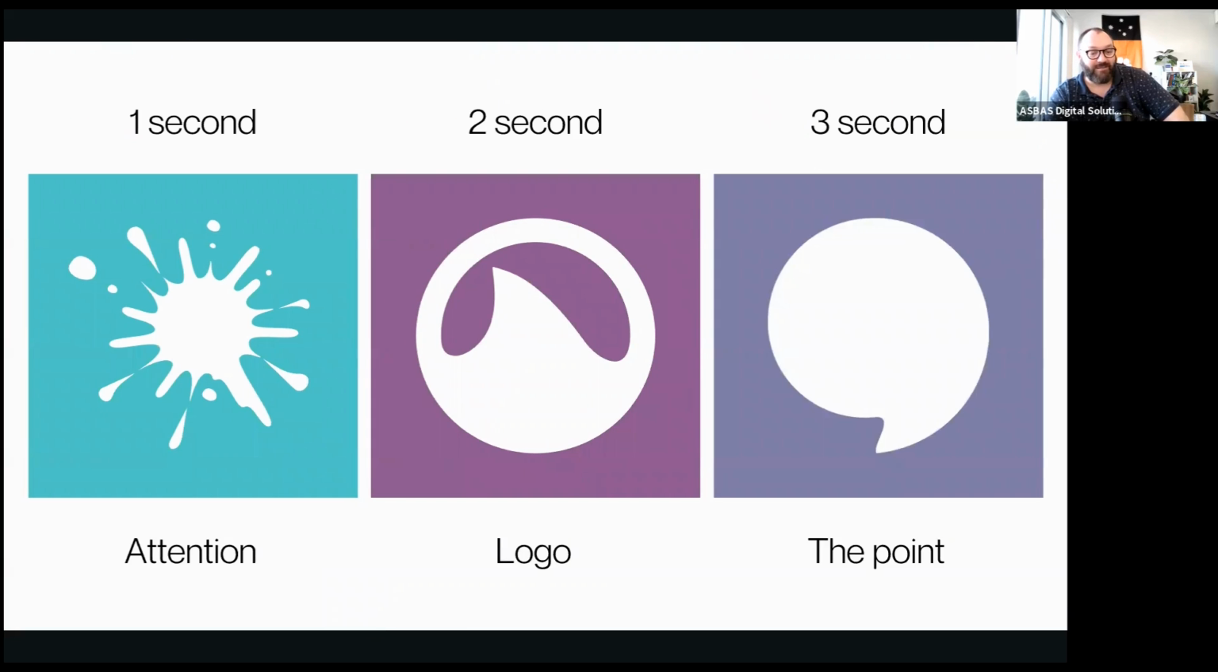In second 1, you need to get the attention, the splash, some kind of thing going on that's going to draw the eye over to your video. In the second, you flash your logo in some way, shape, or form. Doesn't have to necessarily be splashed across the screen. In the third second, that's when you have to get the point by. So you've got 3 seconds to get the attention, let them know who you are, and then finally get to the point. You might spend the next 10 seconds describing the point. That's fine, as long as within that 3 seconds, you've actually got to the point.